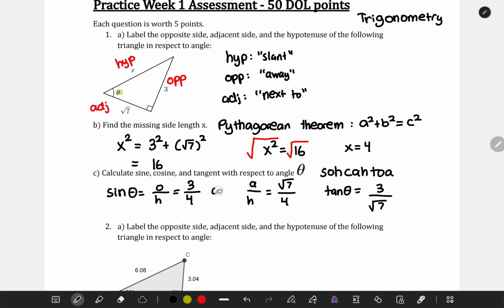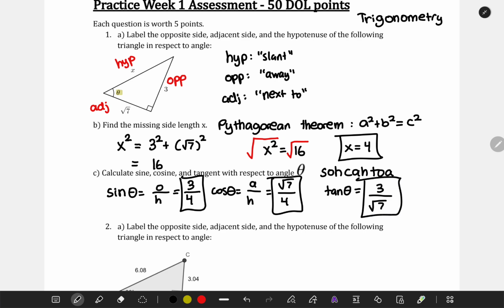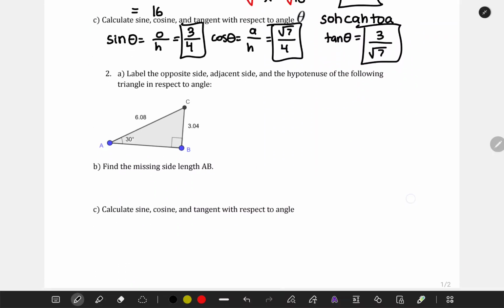Sine is this, cosine is this, tangent is that. Let's try to focus on the next problem. So as long as I box these answers, we are good to go. We're going to do the same thing again for 2a.